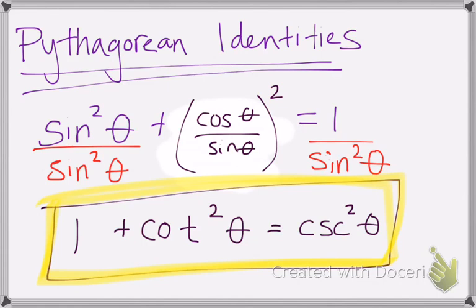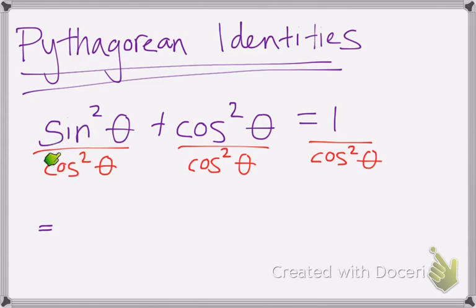Yeah, so now to find the third one, what do you think we're going to do for the third one? Divide by cosine. So go back to your scratch paper again. Take the original Pythagorean identity and divide everything by cosine and see what you get. So, shout it out for me. What's sine squared over cosine squared? Tangent squared theta. Good.